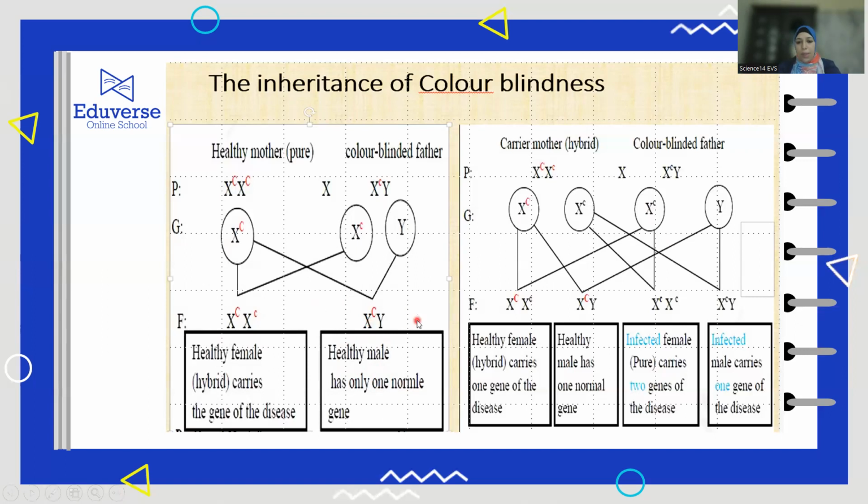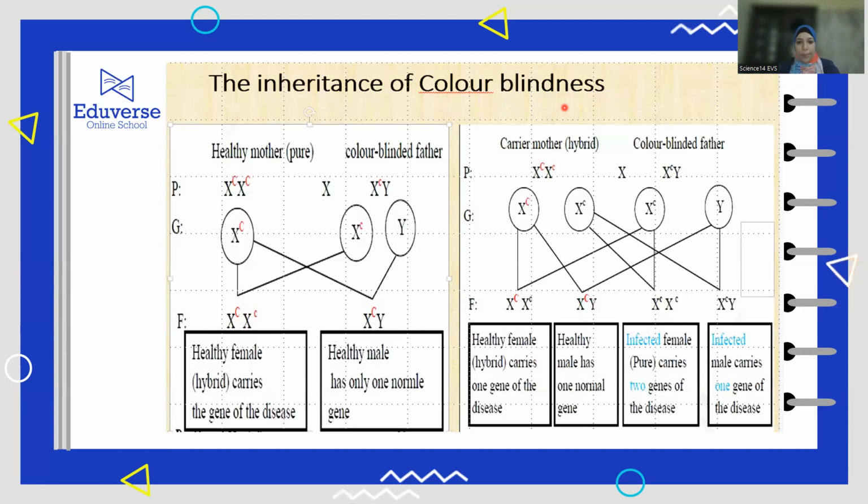Crossing between these two individuals will produce a healthy female, but she is a carrier, a healthy male, an infected female and an infected male. As usual, the ratio between males and females is 50%, 50%. The same concept will be applied for hemophilia, which is a blood clotting disease, and for short-sightedness, and color blindness, the disability to differentiate between some colors, especially red, green, and blue, when they are mixed together.